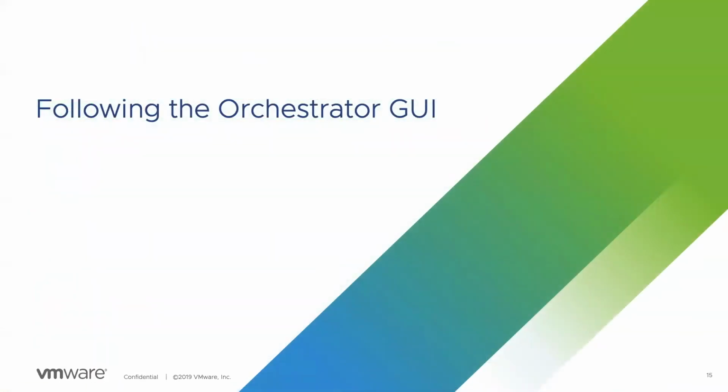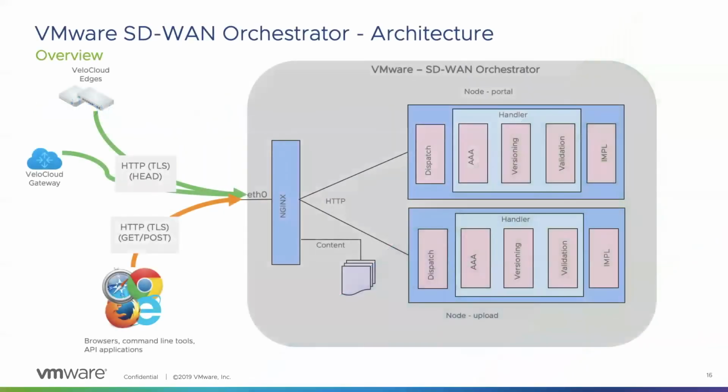All right, so let's make it a bit more interesting, see how we can actually follow the orchestrator GUI. But before we do that, I would like to take a really 10,000-foot high-level overview of the orchestrator architecture in regards to the API, right? In a nutshell, the orchestrator is a virtual machine that is front-ended by an Nginx web server. And from here, you're going to get the communication from edges, from gateways, as well as the GUI, right? So if you're using a browser, command line tool or API applications, you're going to be talking to that Nginx first.